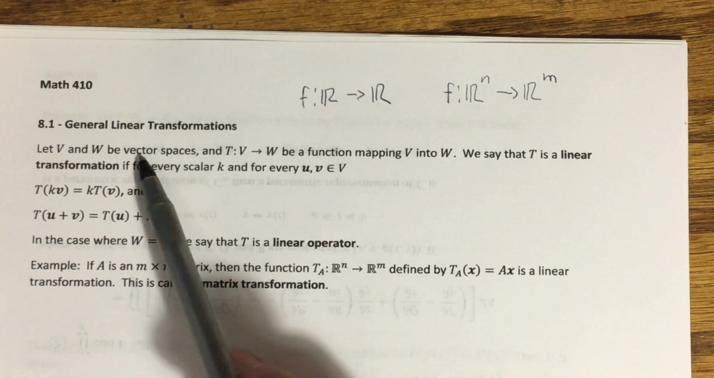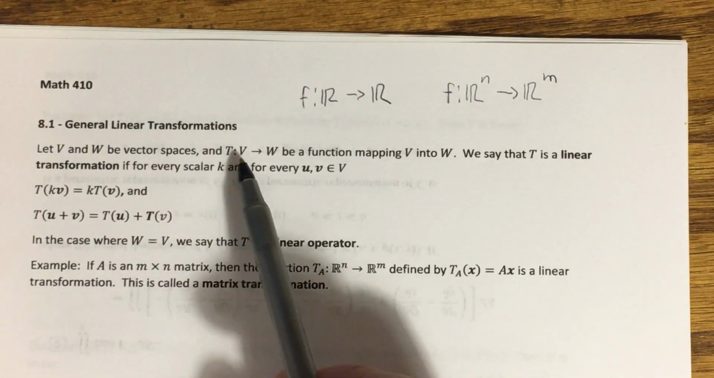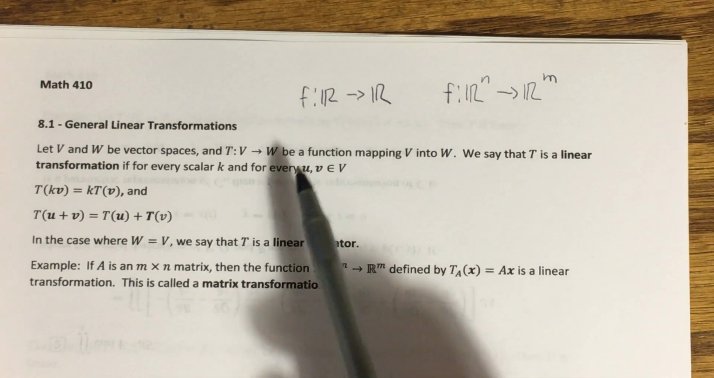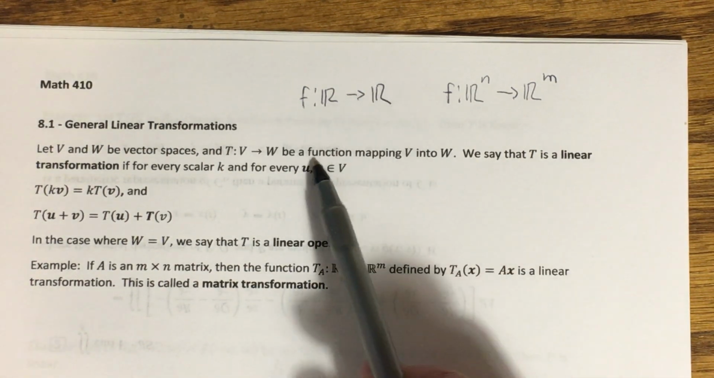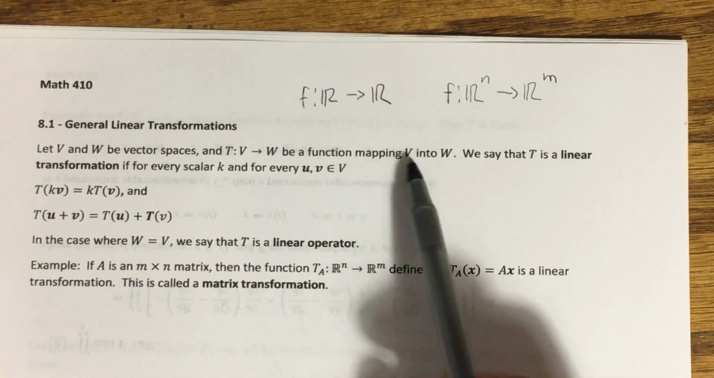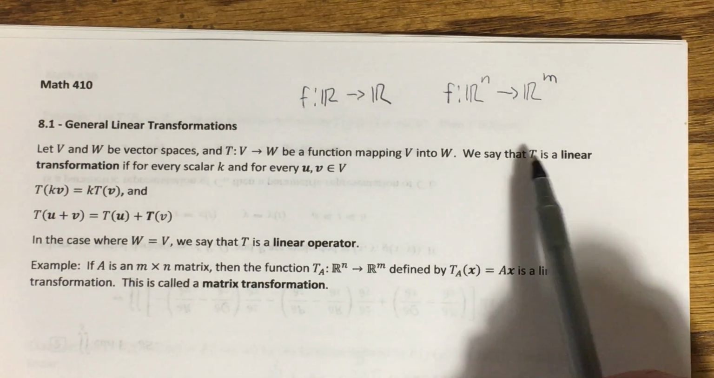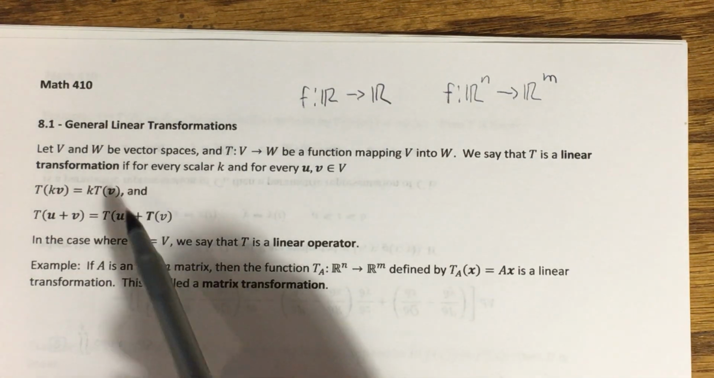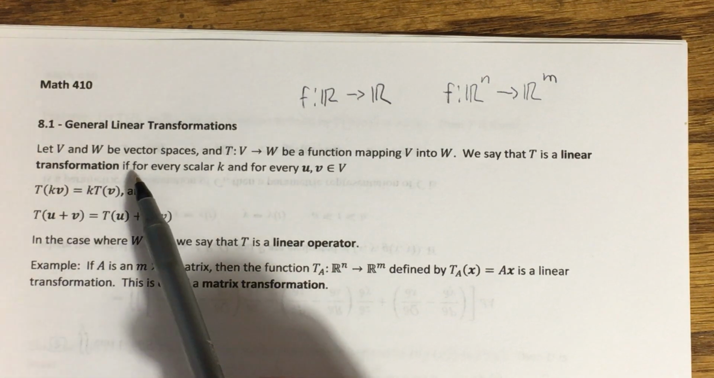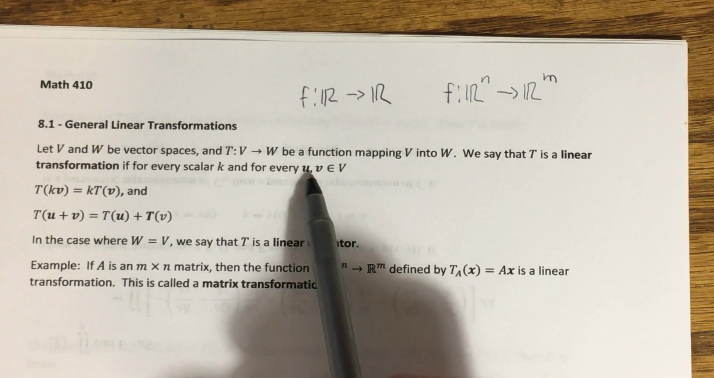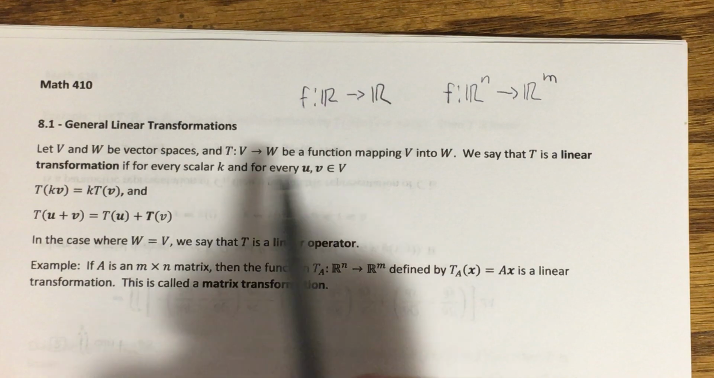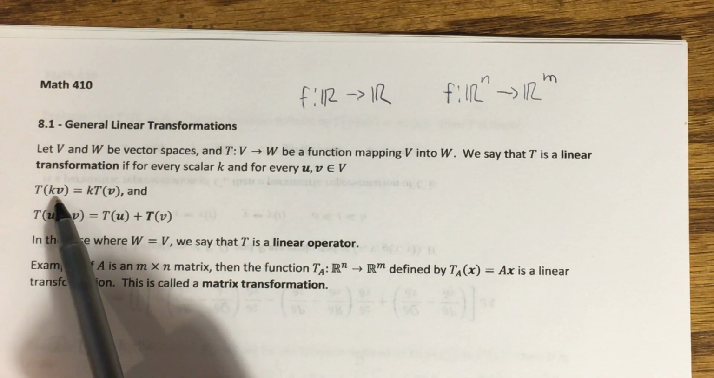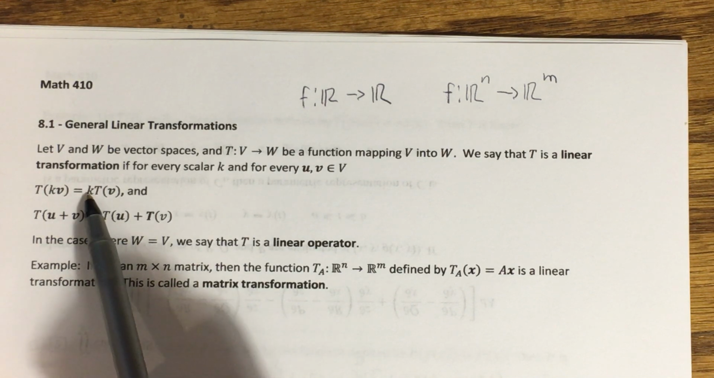So if V and W are just some general vector spaces, and T is a function that maps vectors in V into W, we say that it's a function that maps, or it's mapping V into W. Then that specific function T is a linear transformation if we have a couple of properties that we can verify. If for every scalar k and for every vector u and v in V, we have this property, this is homogeneity. So T of kv is equal to k T of v.